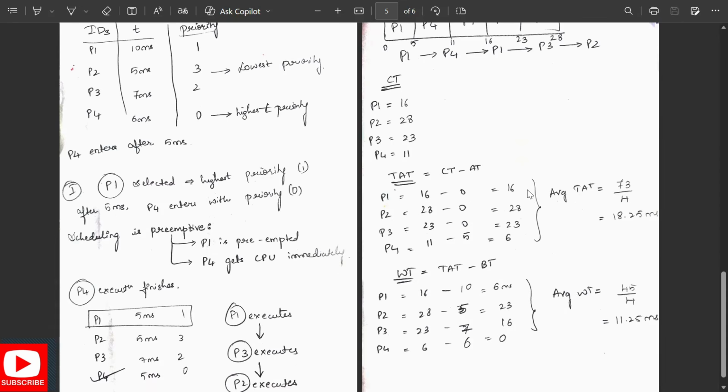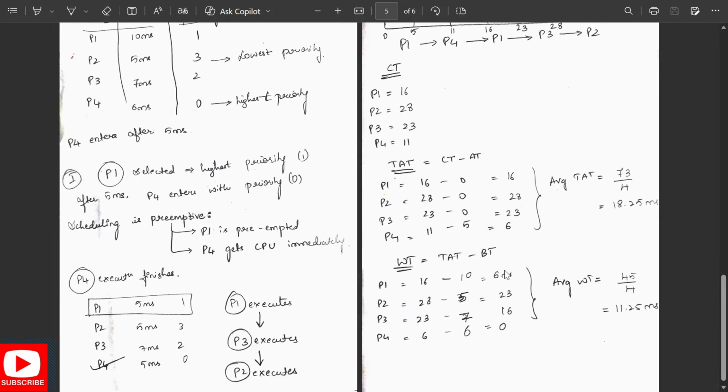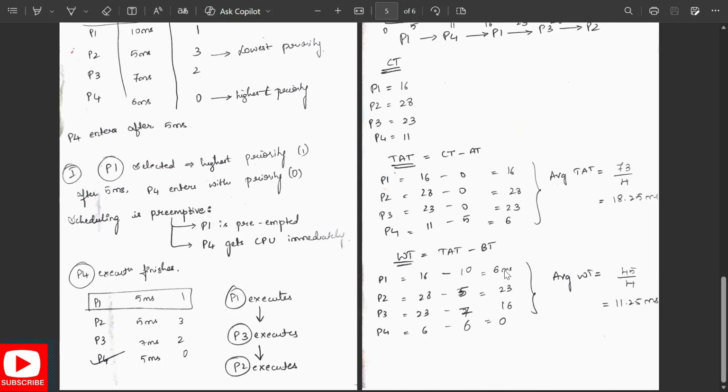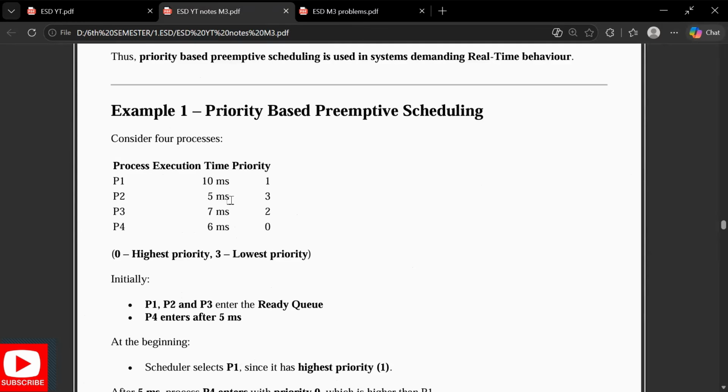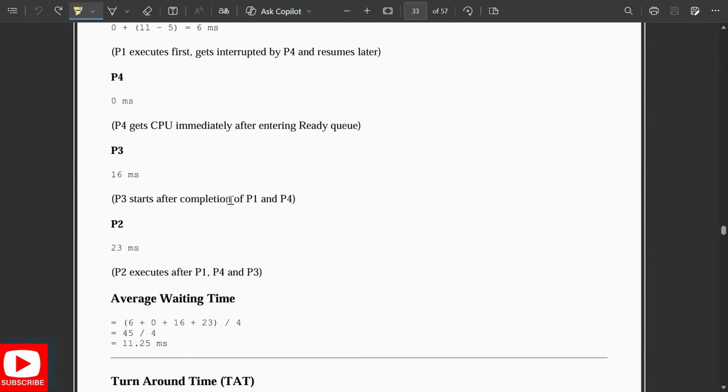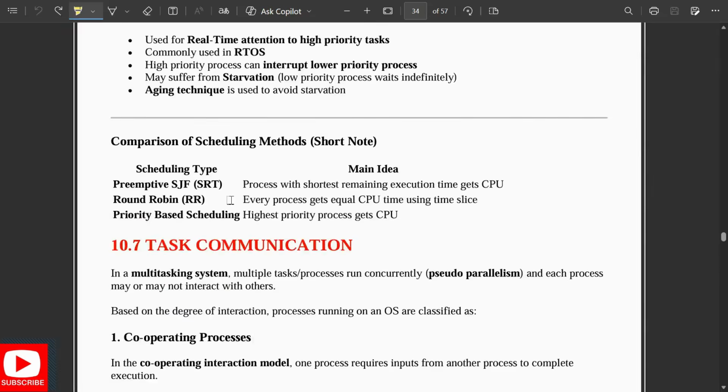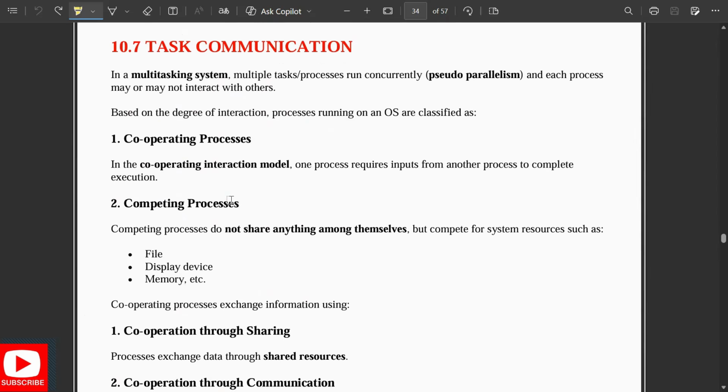Subtract it and you will get the WTs. The average TAT is the sum of the TATs of each process divided by the number of processes, that is 73 by 4, which is 18.25 milliseconds. The average waiting time is the sum of all the waiting times divided by the number of processes, that is 45 by 4, which is 11.25. These three questions are very important because you can expect one question among these three types in the exam. So that completes the problem part, and next we will move on to task communication.